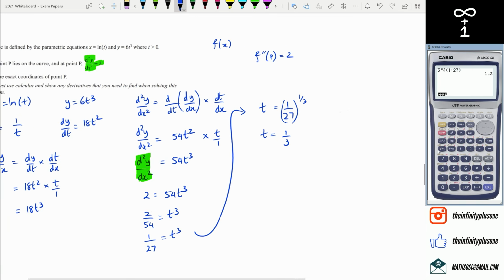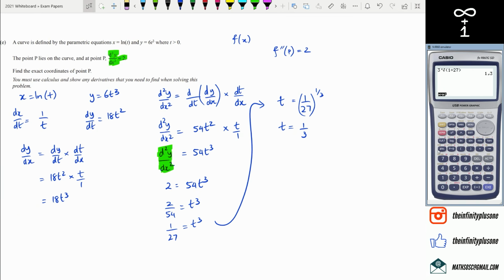Now, if you look at it, we can actually figure out what the point P is, because the coordinates for P are x and y. But x is actually equal to ln of t, and y is equal to 6t cubed. So we can replace P with ln of 1/3, and then we've got 6 times 1/3 to the power of 3.